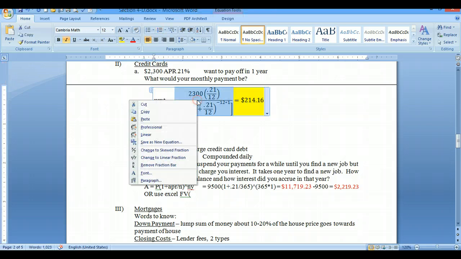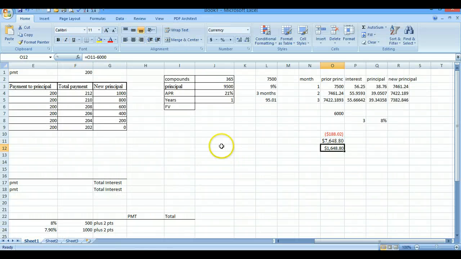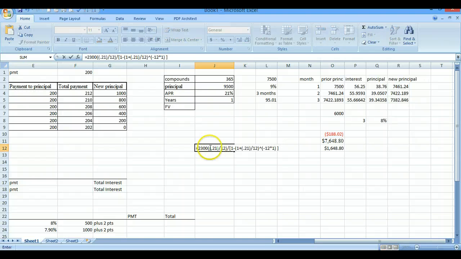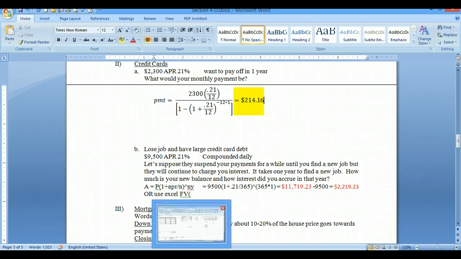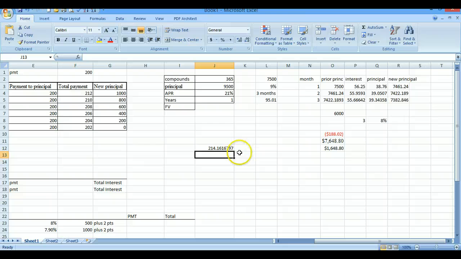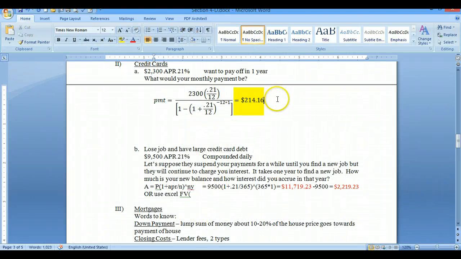Copy and paste, go into Excel, equals Control V. Now the reason I'm showing you this, some of you are thinking I'm just going to go in and do the payment formula every time, but it's nice for me when you're typing things into your Microsoft Word document such as this so that I know that you know the formula. It's nice to leave that there and then you just copy and paste it in. So there's several different ways. Then copy and paste your answer back in, $214.16. So that's what your monthly payment would be for you to pay off this $2,300 in 1 year.